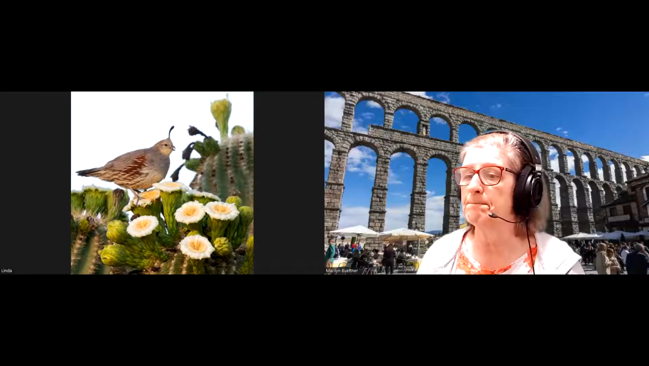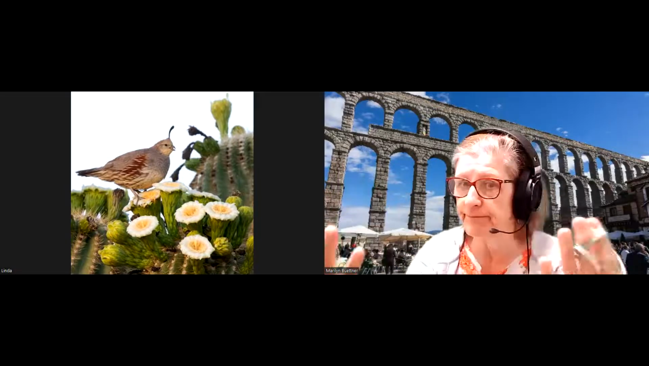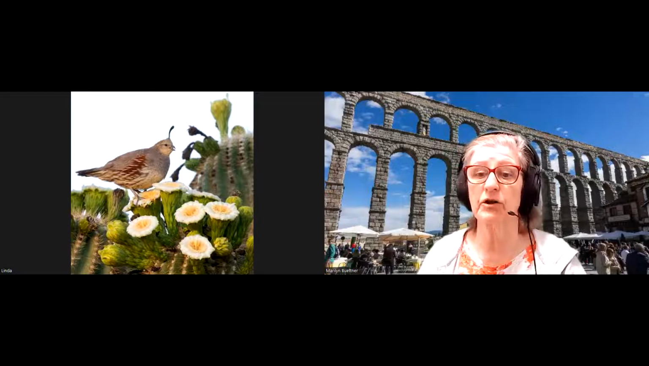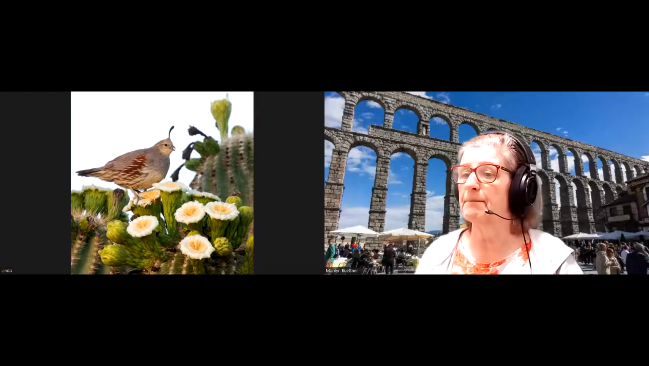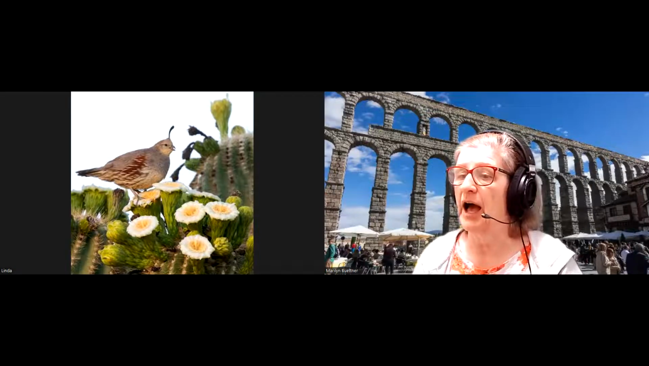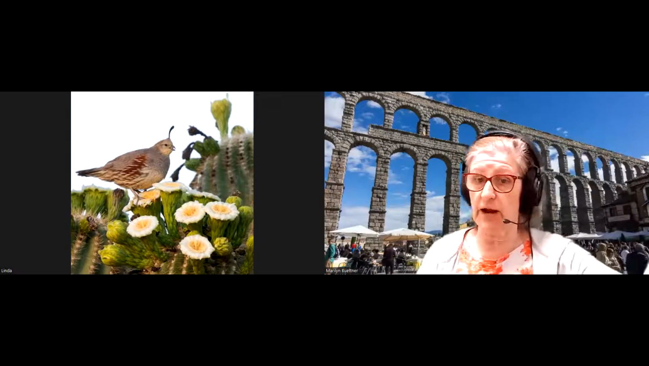Empiezo a. I'm starting to. Empiezo a practicar. Here's an example. I'm starting to practice. Empiezo a practicar. Okay. What happens if I change empiezo, I'm starting to do it, to say it's starting to rain?